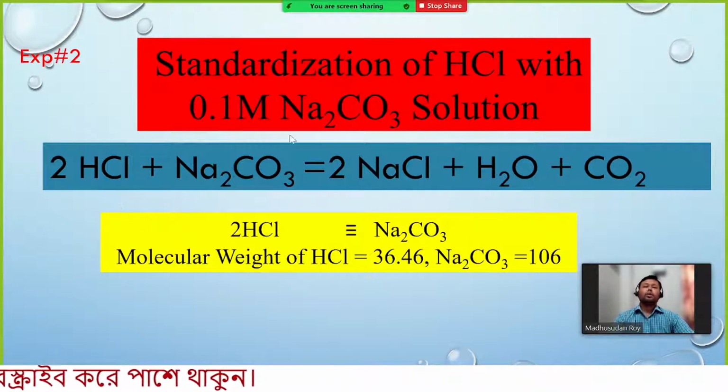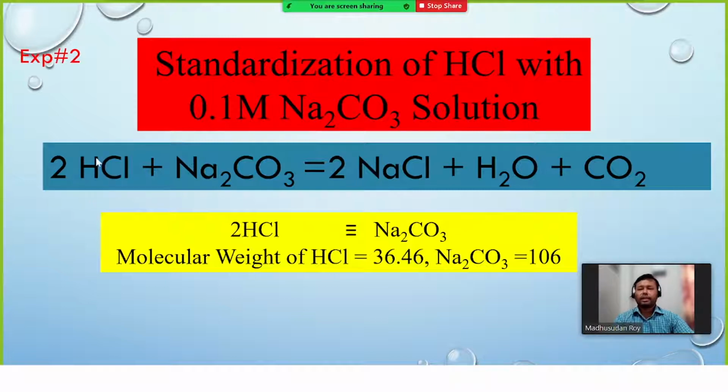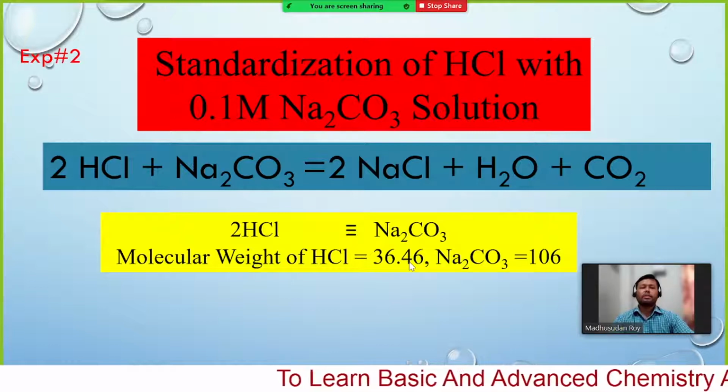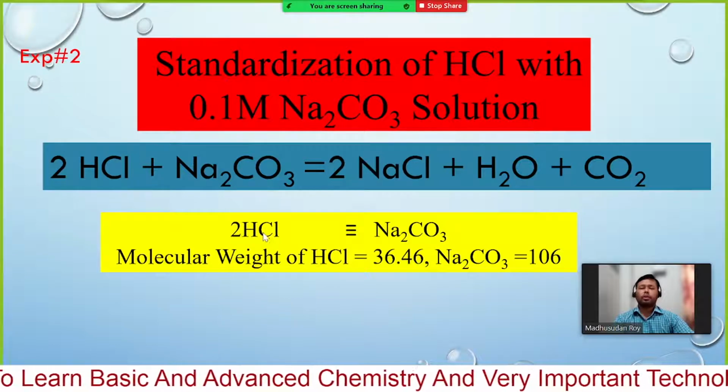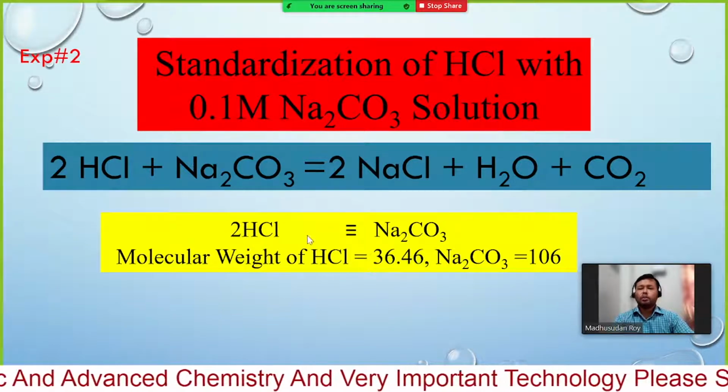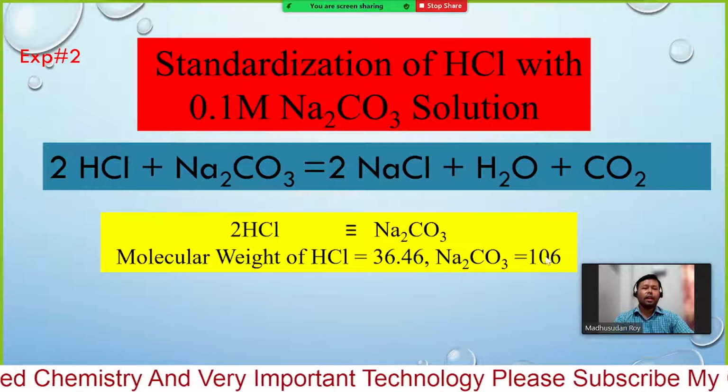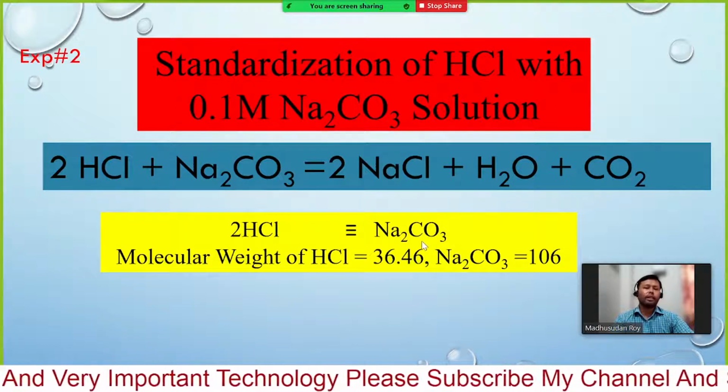Therefore we have to use hydrochloric acid and sodium carbonate. We are interested in the number of moles of hydrochloric acid and the number of moles of sodium carbonate. So we get 2 moles of hydrochloric acid equivalent to 1 mole of sodium carbonate, and the molecular weight of hydrochloric acid is 36.46, that is H plus chlorine, the molecular mass of hydrogen chloride. So 2 moles of hydrochloric acid are equivalent to 106 grams of sodium carbonate.